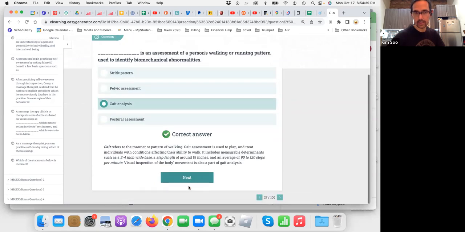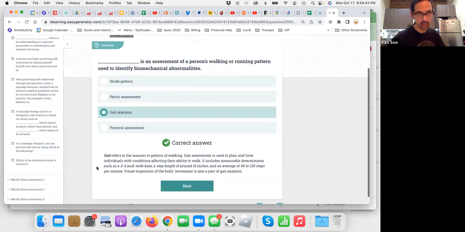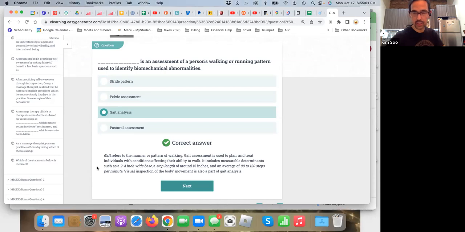Okay, let's pick gait. Gait refers to the manner or pattern of walking. That's correct, Ginny. Gait assessment is used to plan and treat individuals with conditions affecting their ability to walk. It includes measurable determinants such as a 2 to 4 inch wide base, a step length of around 15 inches, and an average of 90 to 120 steps per minute. Visual inspection of the body's movement is also part of the gait analysis.